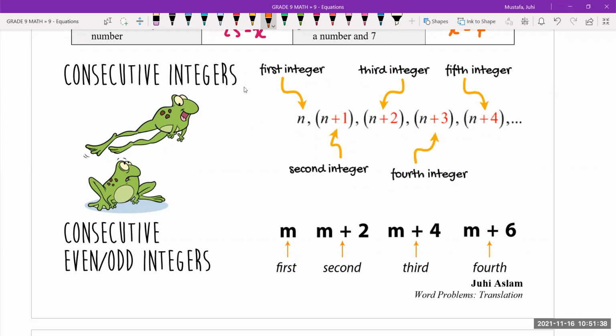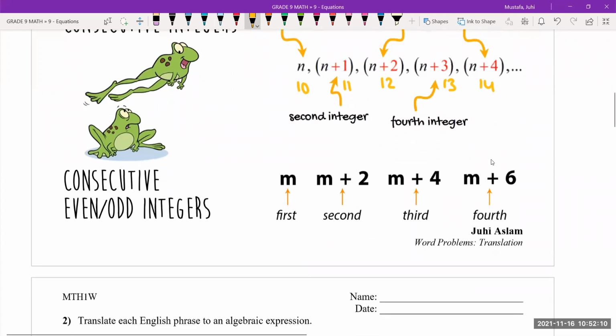So when you're talking about consecutive integers, the first number you can represent with the letter x, n, it doesn't matter. The one after that is going to be n plus 1 because you're adding 1 to it. Then it's going to be n plus 2, n plus 3, n plus 4, et cetera. So for example, if that first number was the number 10, then this would be 11, then 12, 13, and 14. So you always have to write a let statement telling us what that first number is, and then everything else will fall into place.